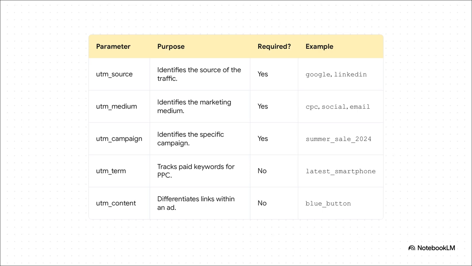UTM source tells you where the click came from, like from Google or LinkedIn. UTM medium tells you how it got there. Was it a paid ad, which we call CPC for cost per click, or was it just a regular social post? And UTM campaign is the why, the specific promotion you're running, like your summer sale 2024. The other 2, term and content, they're optional, but man, they add some really powerful layers of detail.